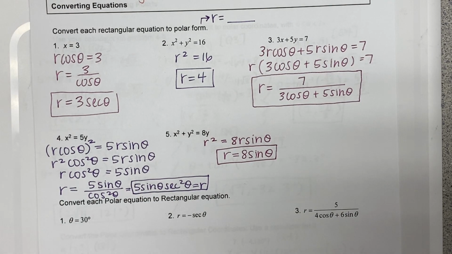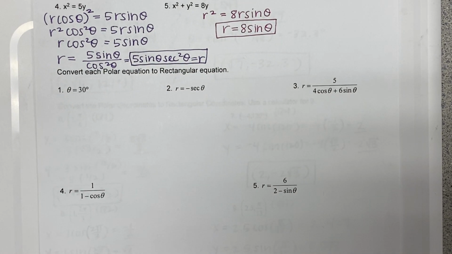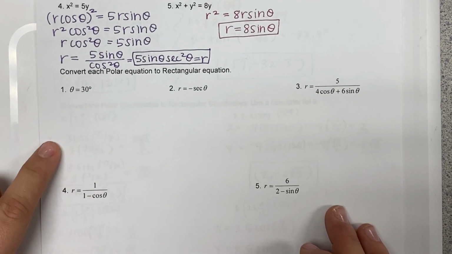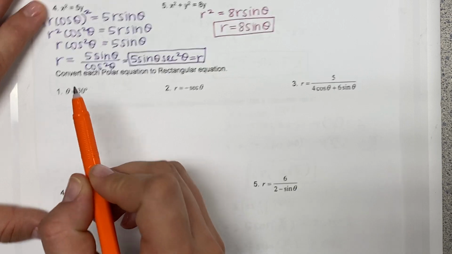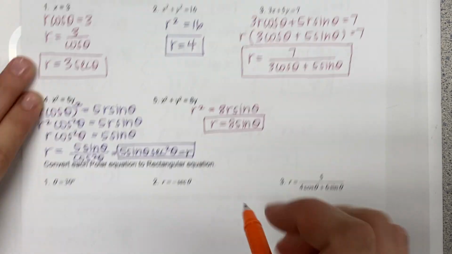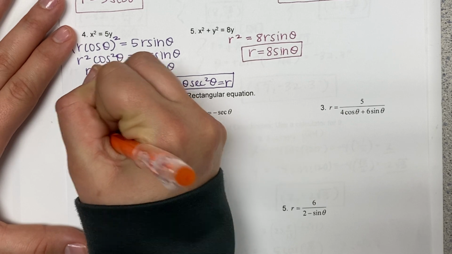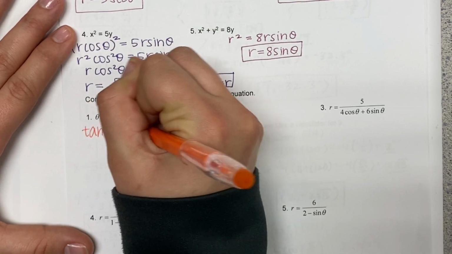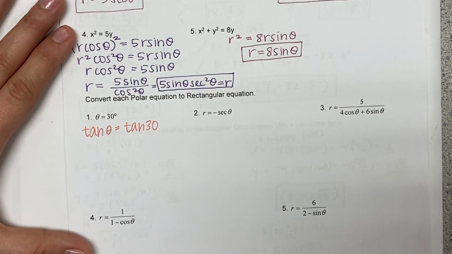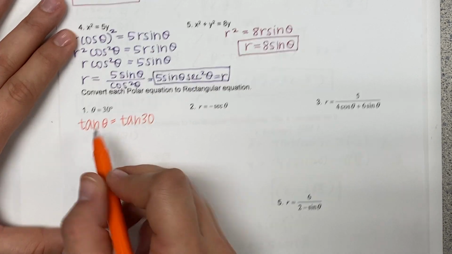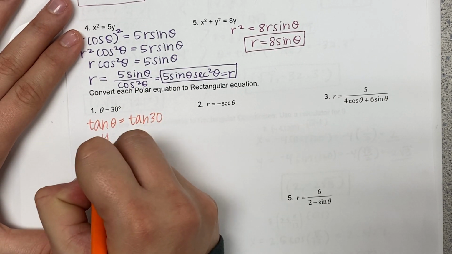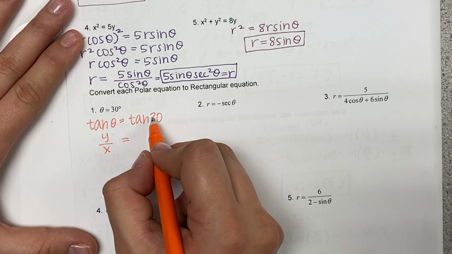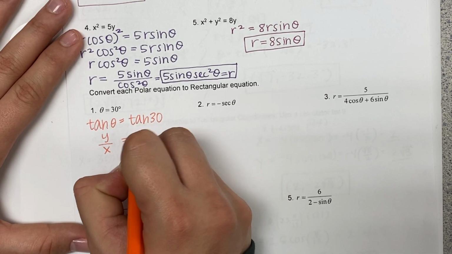Now let's look at polar to rectangular. Okay, we have theta is 30 degrees. Whenever I see theta, I put the tangent on both sides because I can't do anything unless I get tangent on it. So what you do to one side, you gotta do to the other side. That's what makes this legal. Okay, well I know that tangent theta is just y over x. And I know that tangent 30 is 1 over root 3 from our unit circle.